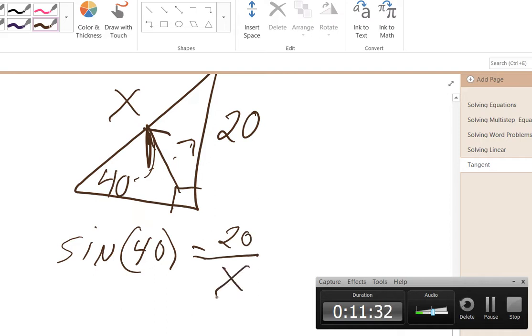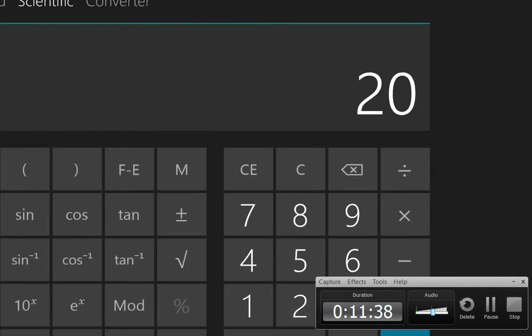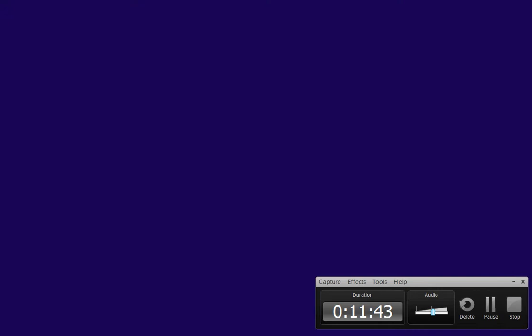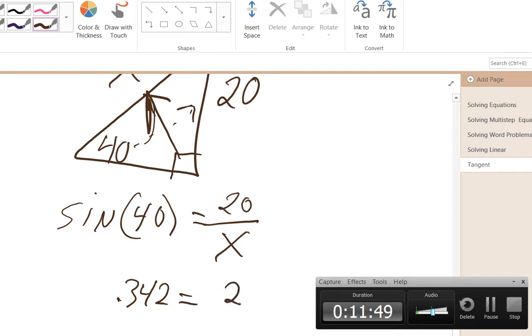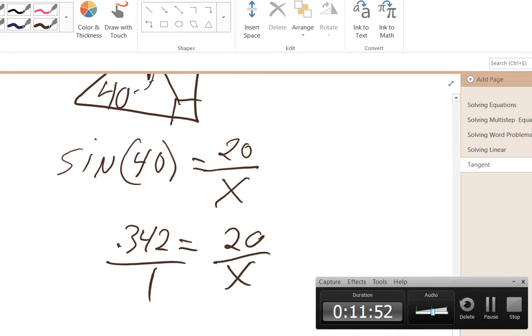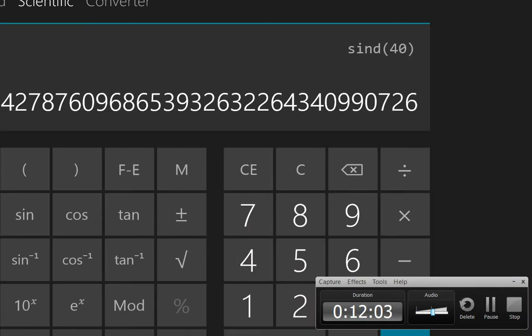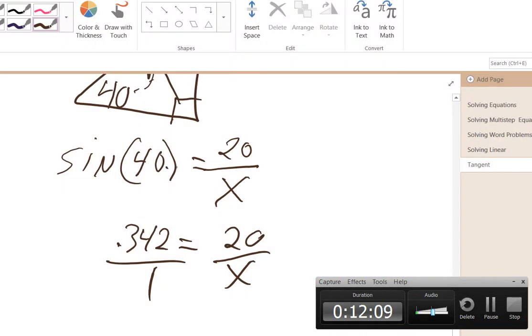So I use that button again. I go find the sine of 40, so I'm going to go 40 sine, 0.342. Did I put the wrong one? Yeah, you did sine of 20. Okay, 0.642. I don't know why I said 20, oh, because of that guy there. Okay, 0.642.